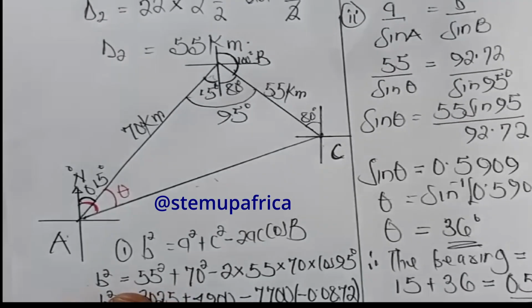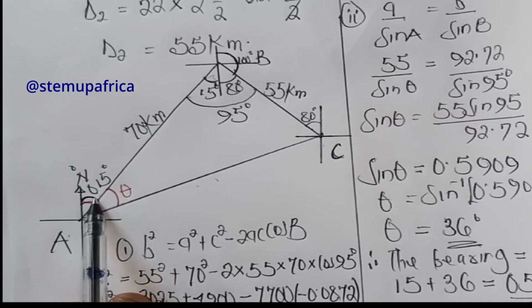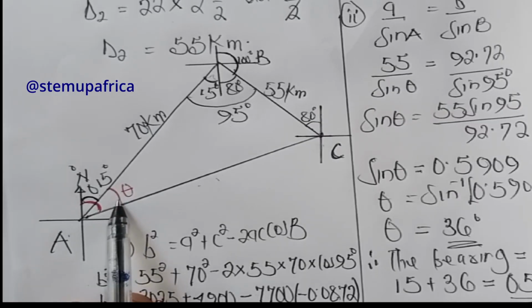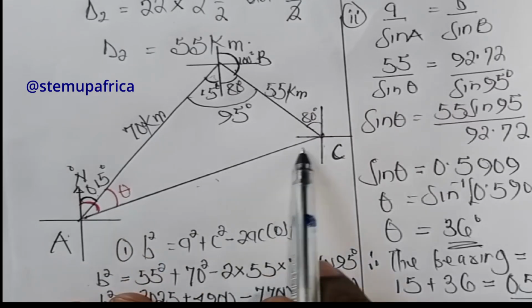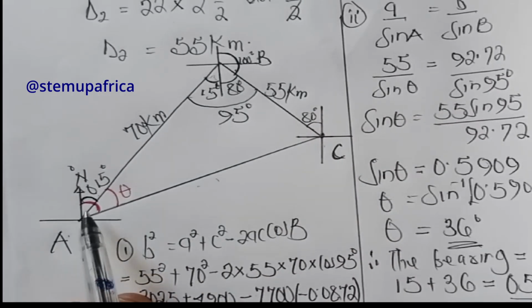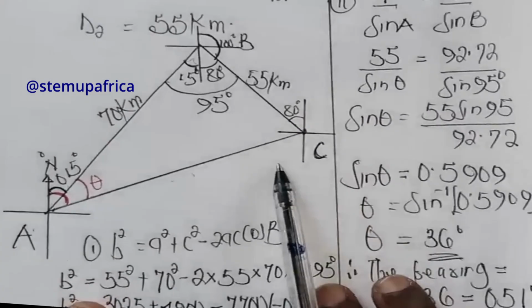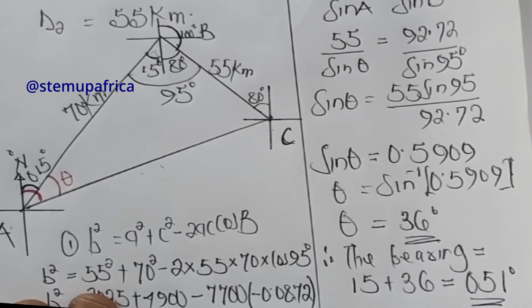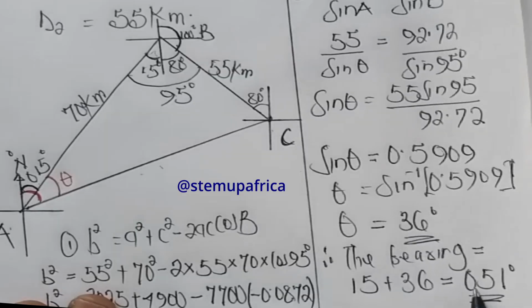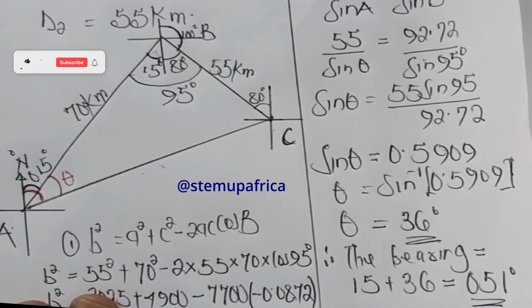So let's go back. What's the bearing now from the airstrip? From this point to this point is 15, and here is now 36 degrees. The bearing must come from the north to the line joining where the aircraft is to the airstrip, which is from here to here. That would be 15 and this angle 36. So the bearing is simply 15 plus 36. That will give us 51 degrees. But I'm adding 0 because it still falls under the first quadrant.